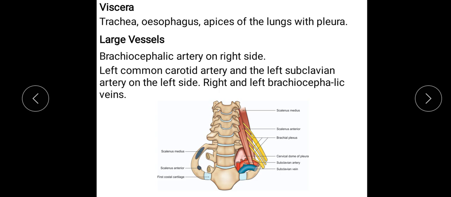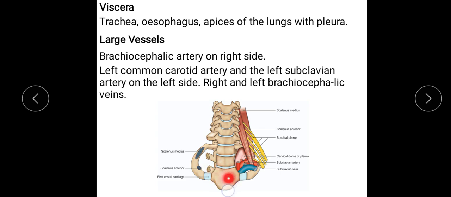And the viscera passing through the inlet. This is the inlet. Viscera passing through the inlet are trachea, esophagus, and apex or apices of both the lungs with the pleura. And the large vessels passing through the inlet are the brachiocephalic artery on the right side, left common carotid artery, and left subclavian artery. This one is the left subclavian artery. On the left side, right and left brachiocephalic vein. These are the vessels passing through the inlet of the thorax.